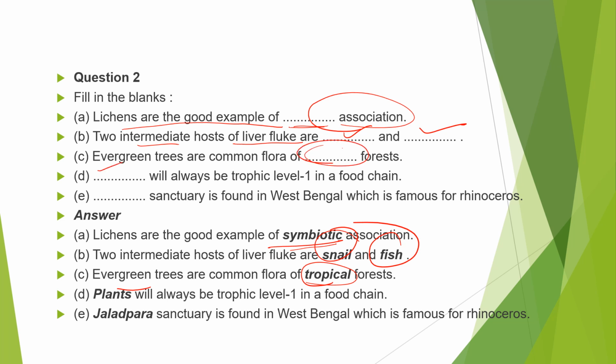Dash will always be trophic level 1 in a food chain. So plants will be in trophic level 1 in a food chain. Dash sanctuary in West Bengal is famous for rhinoceros. You all know that it is Jaldapara that is famous for rhinoceros. It is clear to everyone.